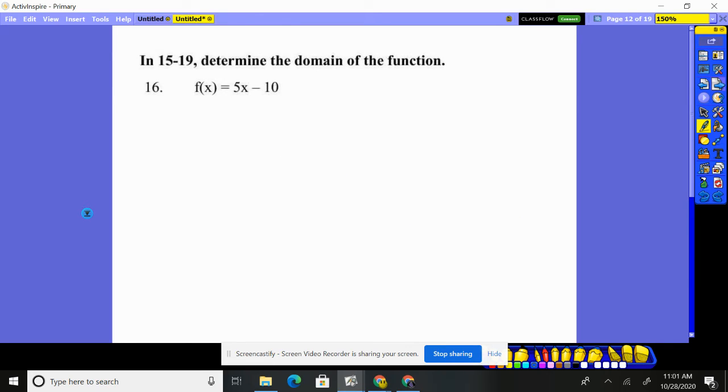Number 16. Is it a fraction or a square root? No. So there's no restrictions. Everybody works. No matter what, I plug in a number, I'm going to get an answer. There's not a restriction.